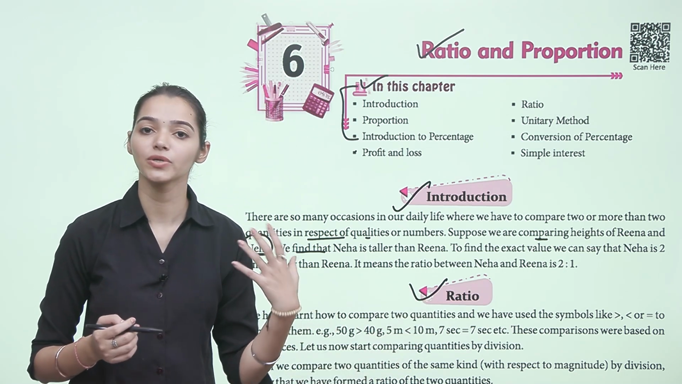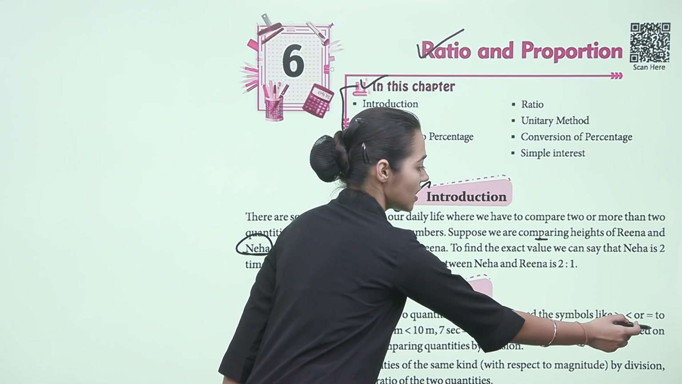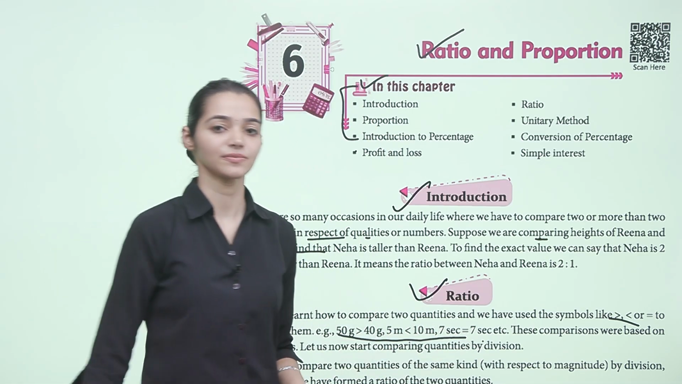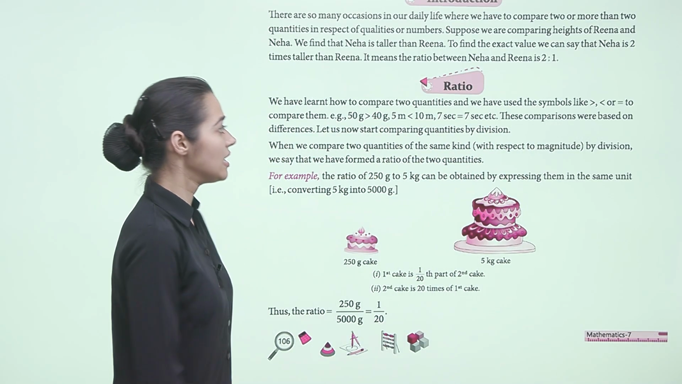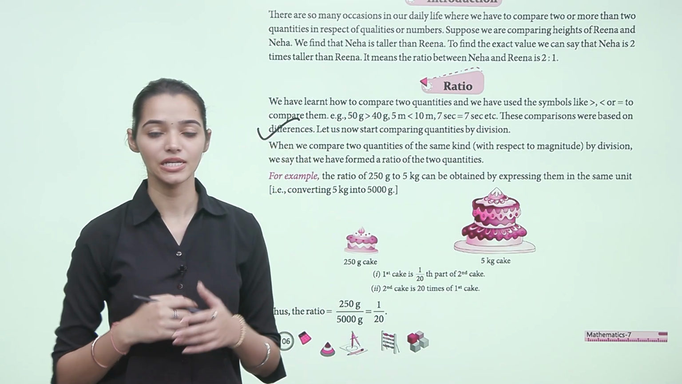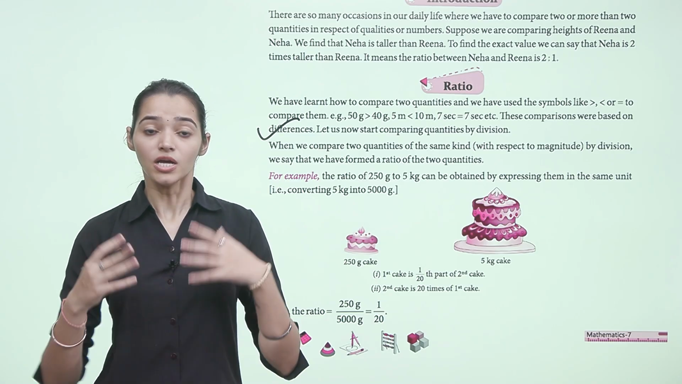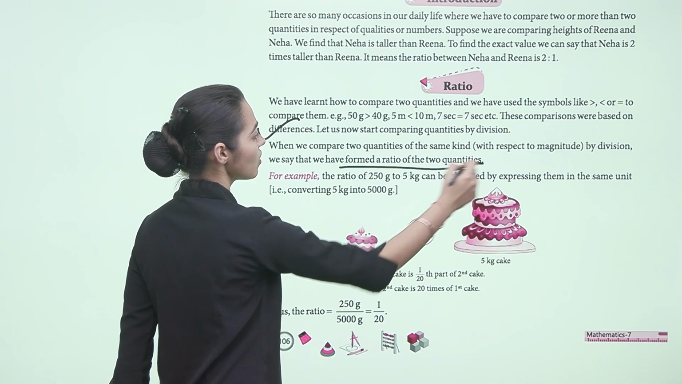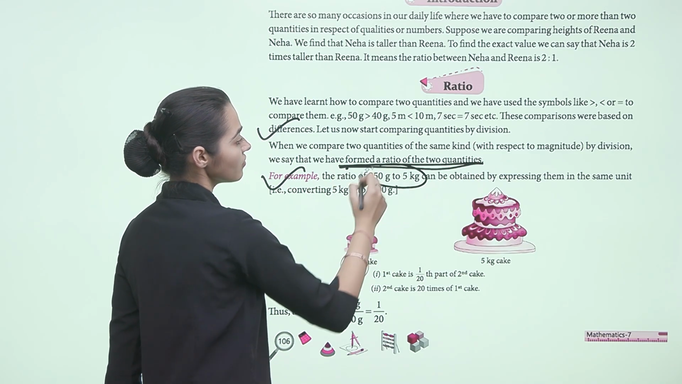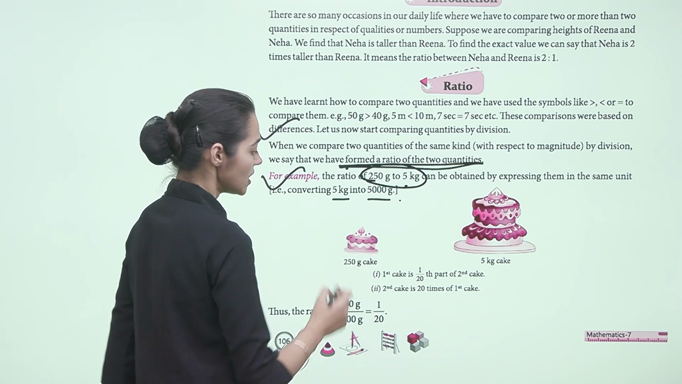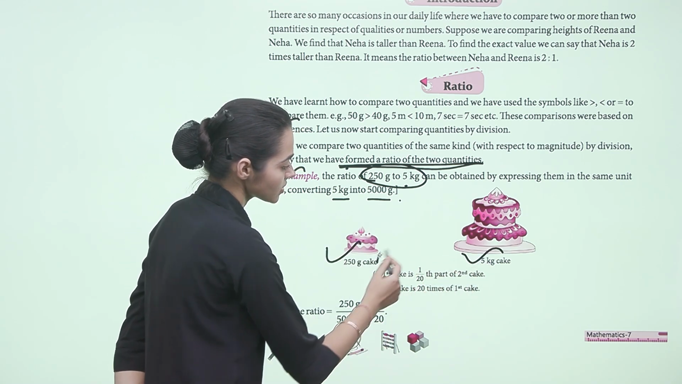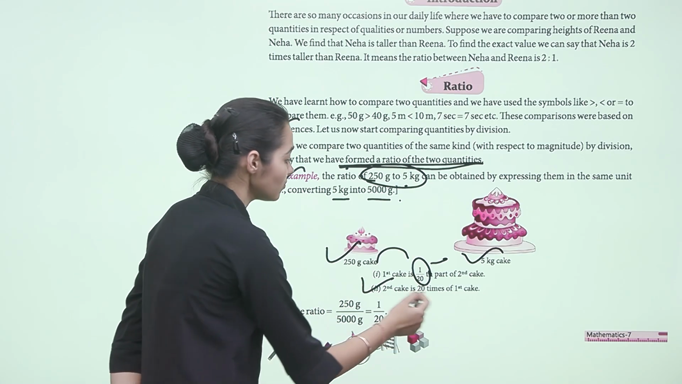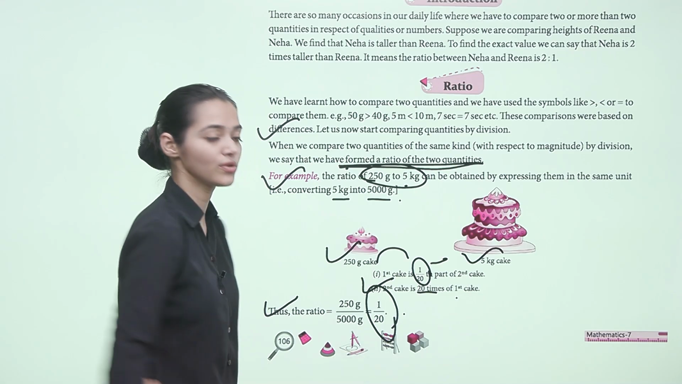Now we have learned how we can compare two quantities using symbols like addition, subtraction and equal to. These comparisons were based on differences. Let us now start comparing quantities by division. When we compare two quantities of the same kind with respect to magnitude by division, we form a ratio of the two quantities. For example, take a 250 gram cake and a 5 kilogram cake. The first cake is 1/20th part of the second cake, or the second cake is 20 times the first cake. So the ratio is 1/20.